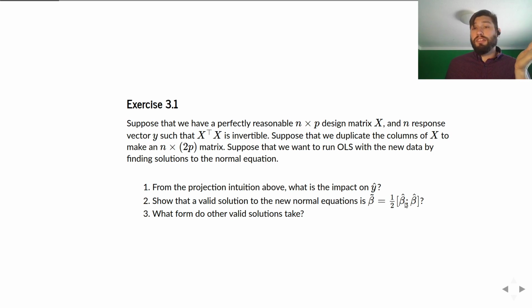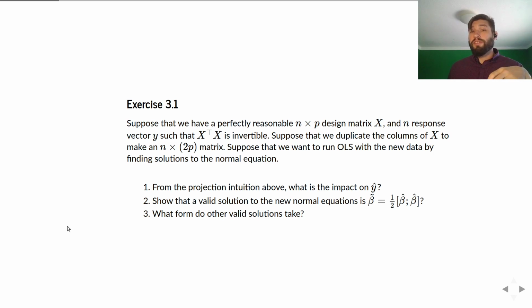Now, in general, you can try to guess what form other valid solutions take, and go back through number 2 for all of those forms. So do this exercise. It gives you a pretty good intuition of what happens when the x's are collinear.